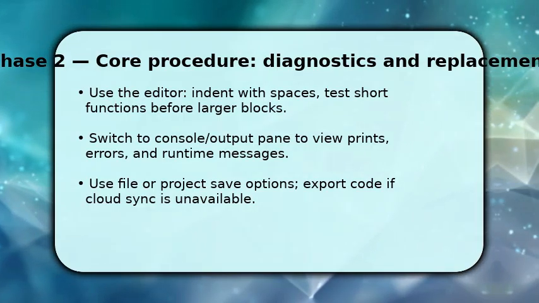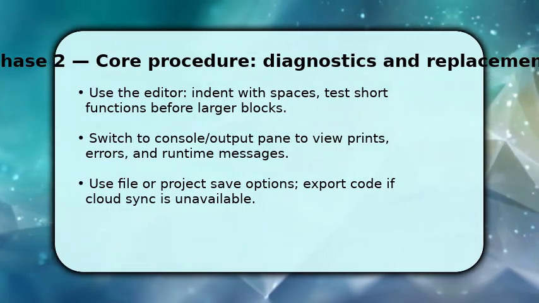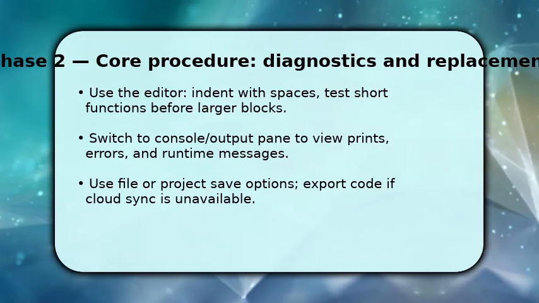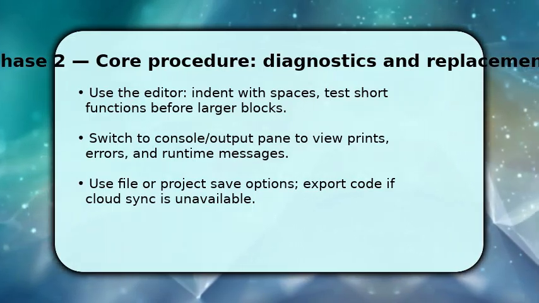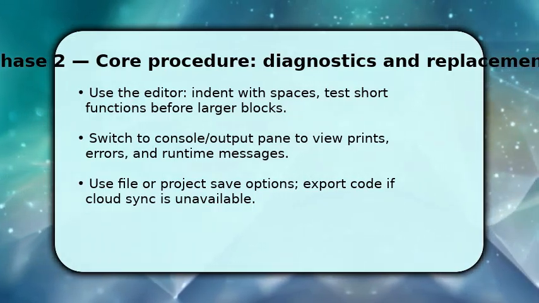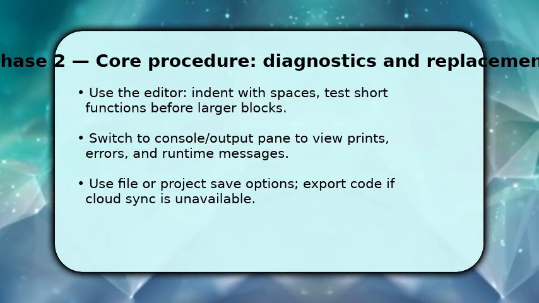When errors appear, read the console output. Line numbers help you jump to the mistake. If the editor supports multiple files or projects, save often, and use export if you lack cloud sync. Once the core loop works, refine input handling and test edge cases so your script behaves predictably on mobile.